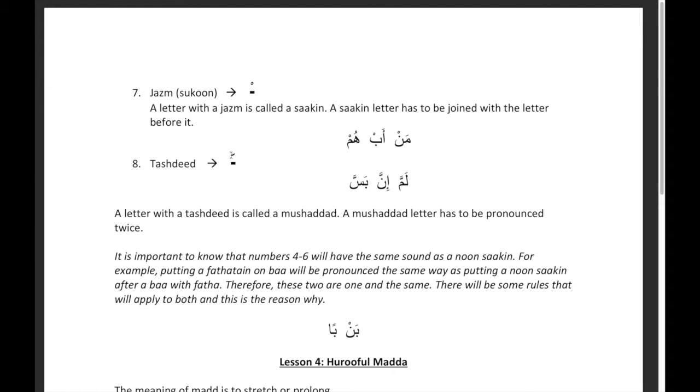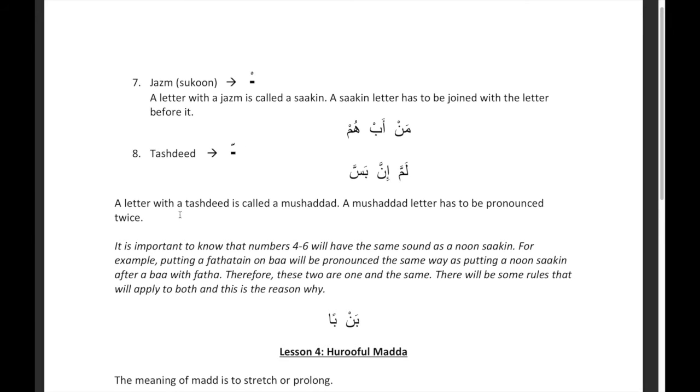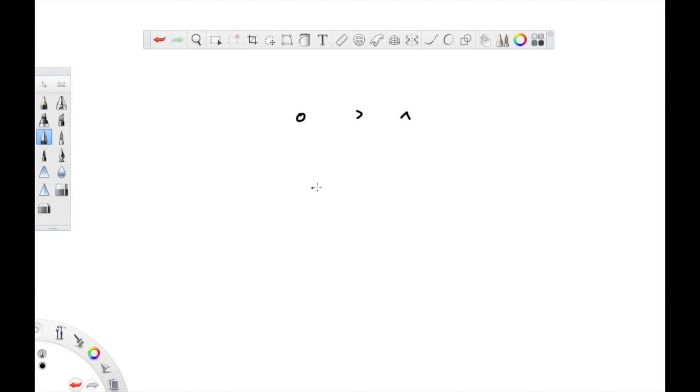Tajdeed. Tajdeed is the sideways 3, and the effect of a tajdeed is that the letter will be pronounced twice. So for example, lamma. How was this pronounced twice? If you look at the actual pronunciation, it's lam and then ma. So it's pronounced like this, right? Lam and then ma. So it was pronounced twice.